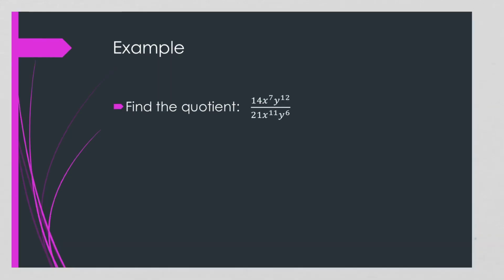All right, right here, 14 doesn't go into 21 evenly, but we can pull out a factor of 7 out of each of those, okay? So 14 turns into a 2, 21 turns into a 3. Remember, we divided top and bottom by 7. Our x's are bigger on the bottom, so they will stay on the bottom, and 11 minus 7 is 4. And then our y's are bigger in the numerator, so they're going to stay in the numerator, and 12 minus 6 is 6.